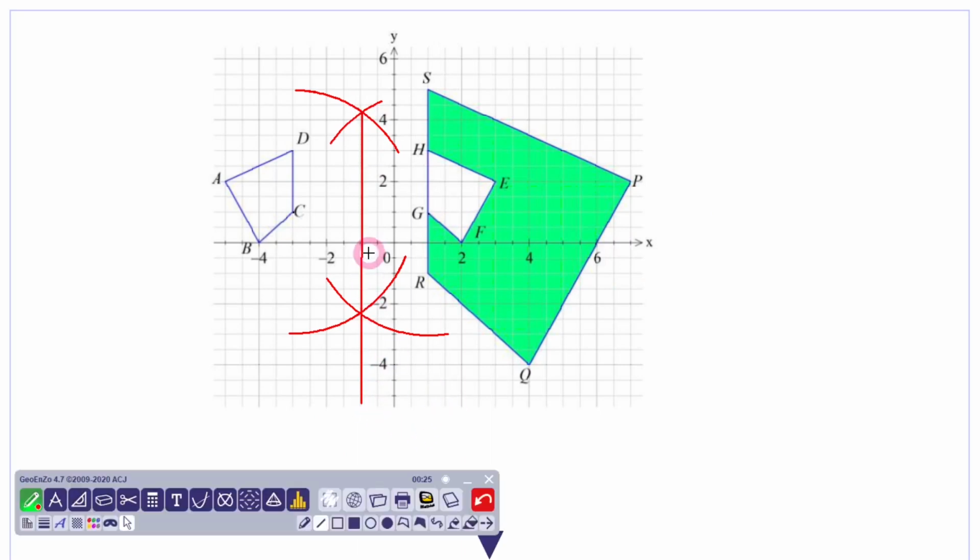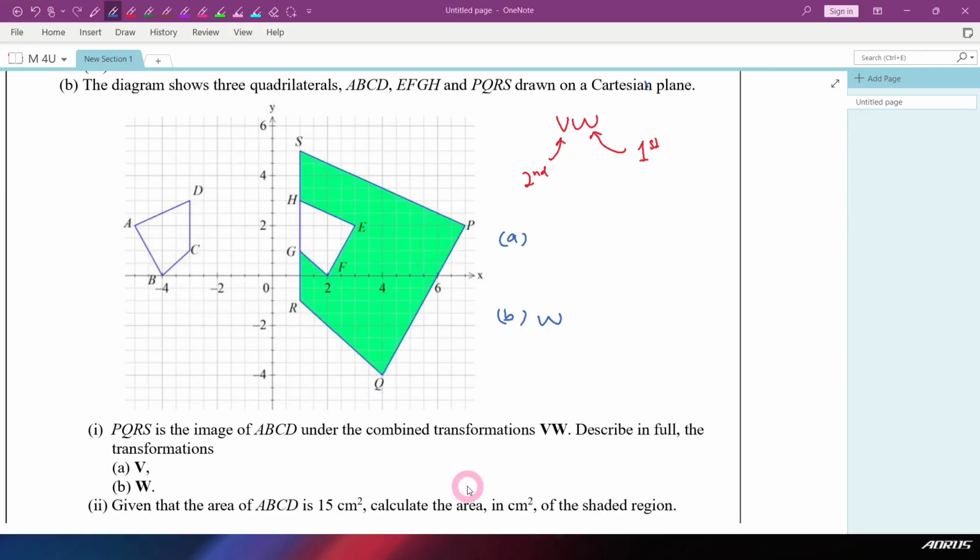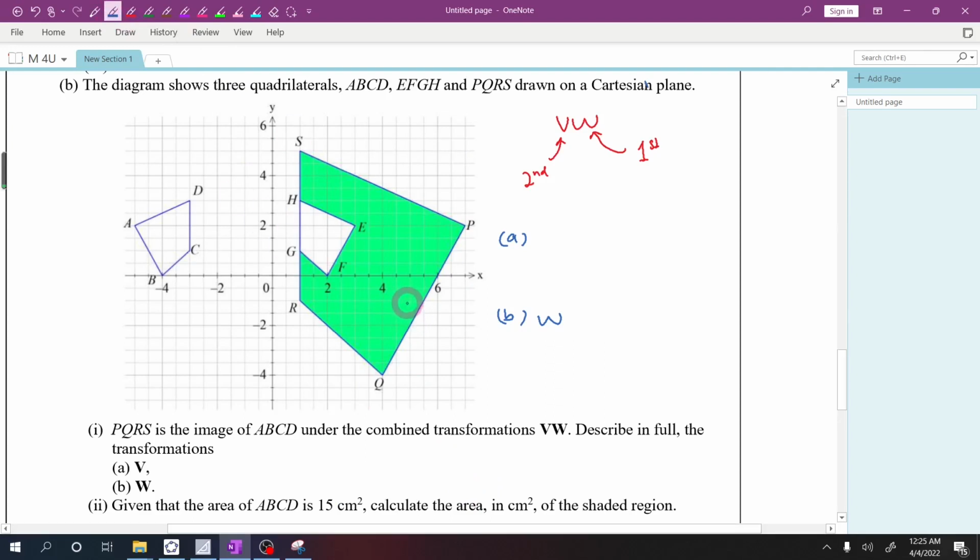Okay, how do we name this line? What is the equation of this line? This is x equal to -1, right? So now we already got the axis of reflection. We can start to describe it.